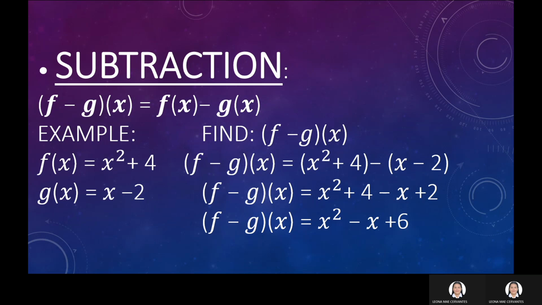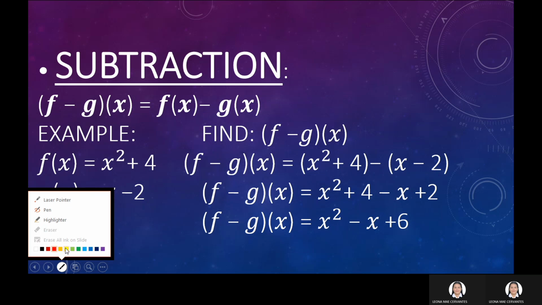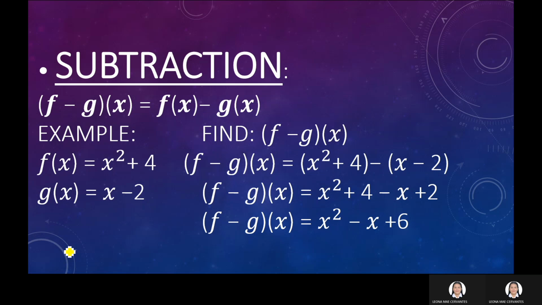Okay, so another example for subtraction. F minus g of x is equal to f of x minus g of x. So for example, the value of f of x is equal to x squared plus 4, and g of x is equal to x minus 2.